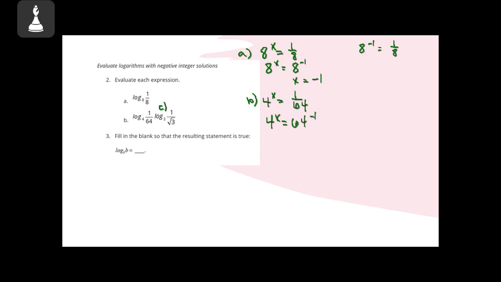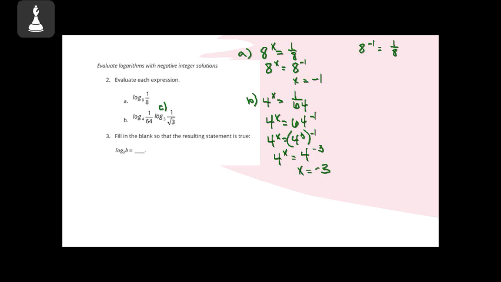Now, 64 is 4 cubed. So I'm going to have 4 to the x equals 4 to the -3. And I will see that x equals -3. And then we've got one more for C.